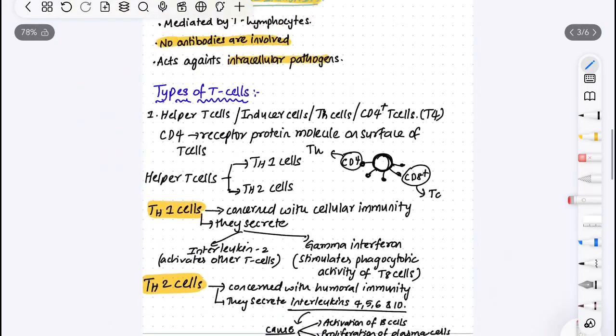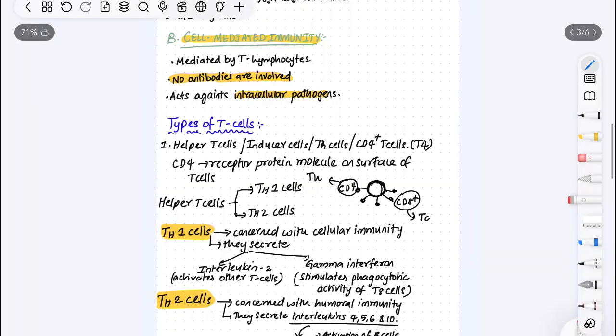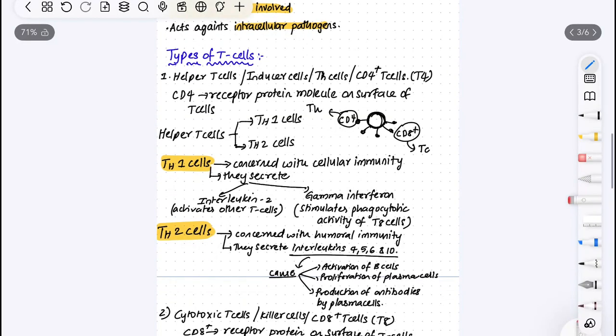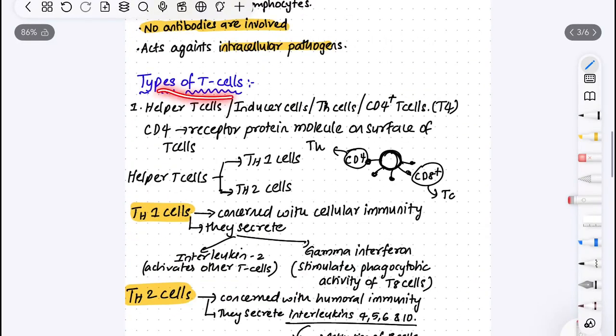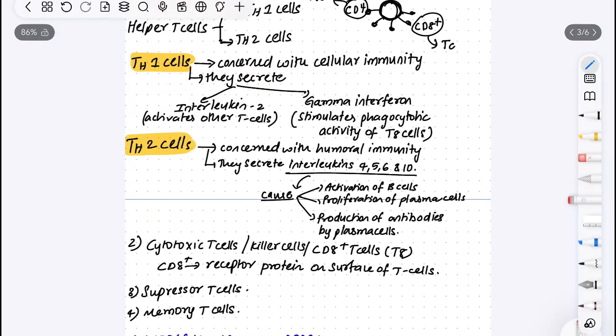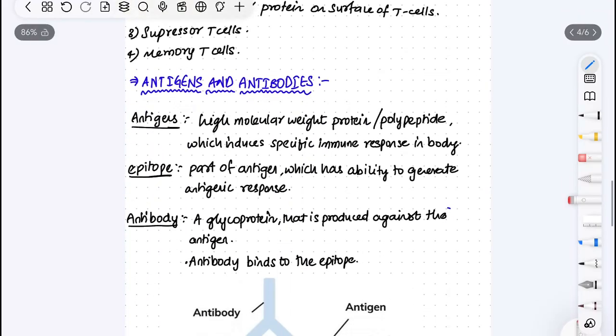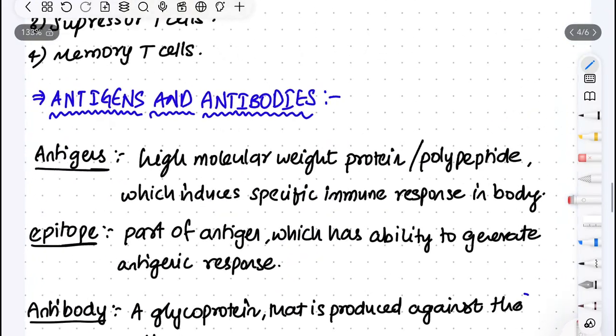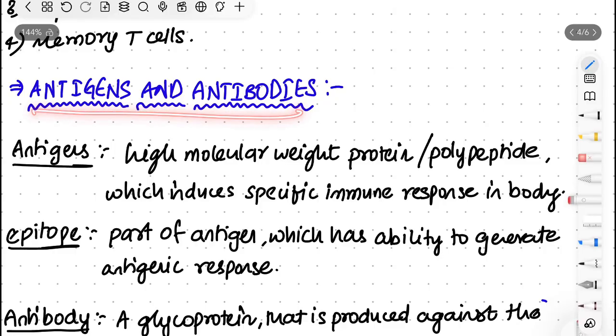So till here we have studied the mechanism of innate immunity, a brief intro about humoral immunity, and the types of T cells. I hope you are clear with this till now. If you have any doubts, please do comment in the comment section. And we'll be talking something about antigens and antibodies.